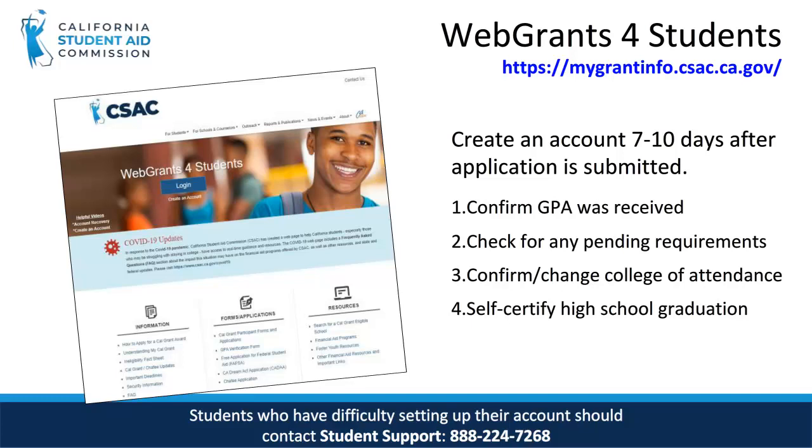This student portal enables students to track the status of their application, confirm that their GPA was received, check for any pending requirements that could hold up application processing, report a school change or leave of absence, or update their contact information. After awarding, they can use this account to complete the high school graduation verification and College of Attendance certifications that will need to be completed before their award is released from hold. Please remember that if your student is awarded a Cal Grant, failing to create a WebGrants for Students account and fulfilling any pending requirements may hold up their Cal Grant payment at their college.